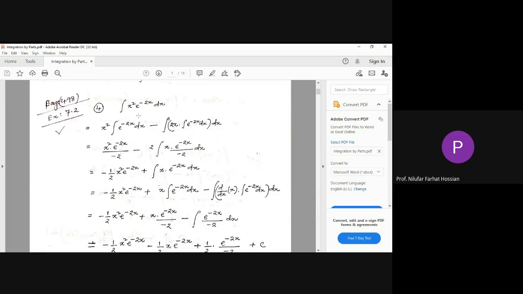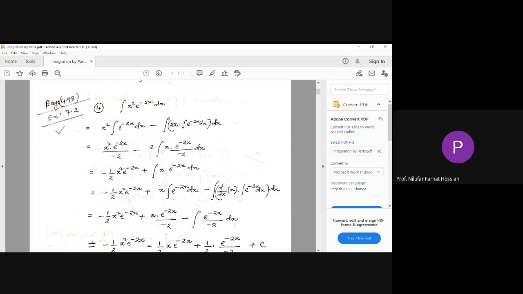Look into this. This is the easiest type of function to be integrated by parts: x squared into e to the power minus 2x. You see, both the functions are easily integrable. What is the integration of x squared? Can you say? x cubed by 3, yes. Integration of x squared is x cubed by 3. And what is the integration of e to the power minus 2x? e to the power minus 2x divided by, by the formula, minus 2. Yes. Divided by minus 2, right.